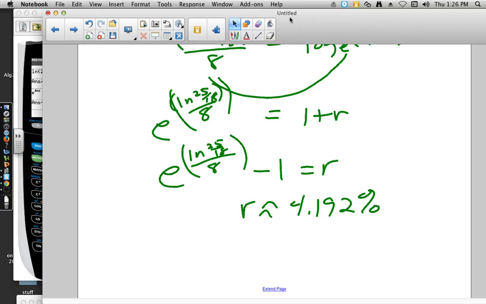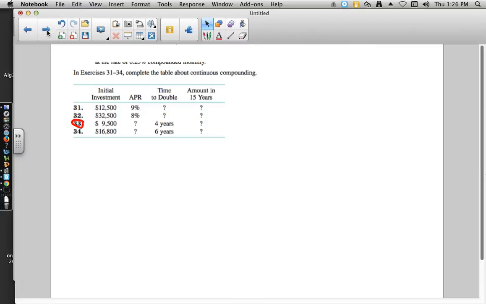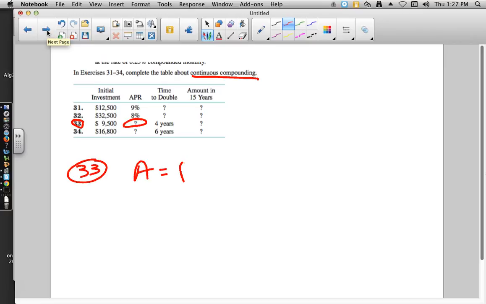All right, next up, we switch gears. This is complete the table about continuous compounding, and we have an initial investment and the time that it takes to double it, and they want to know how much it's going to be in 15 years. So notice there's a question mark in the APR. That's what we have to take care of first. And this was continuously compounding, which means we use the Stinky Green Shampoo formula, A equals P e to the rt.